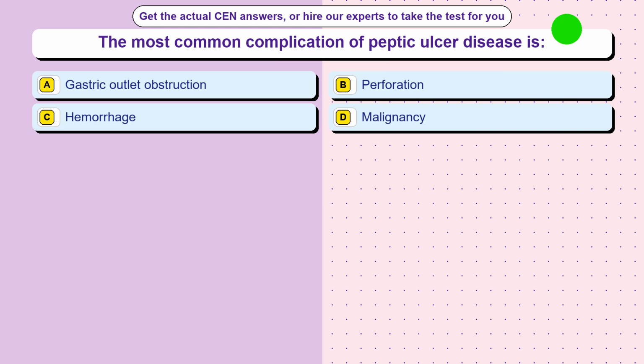Question 17. The most common complication of peptic ulcer disease is: Option A, gastric outlet obstruction. Option B, perforation. Option C, hemorrhage. Option D, malignancy.